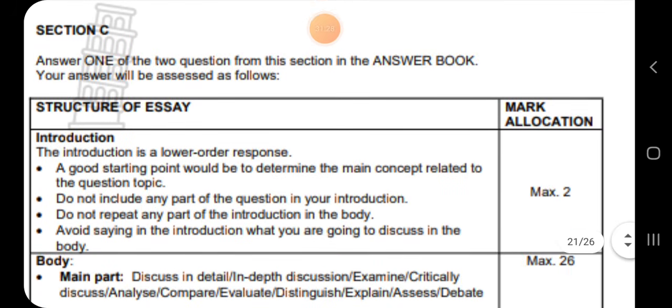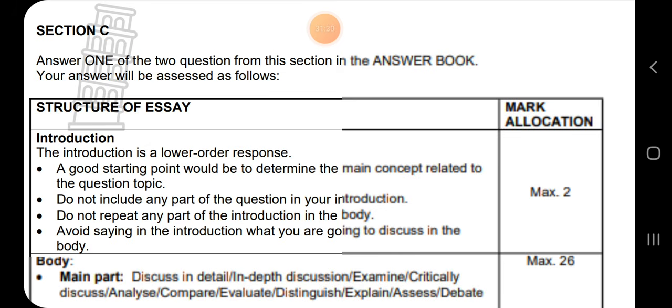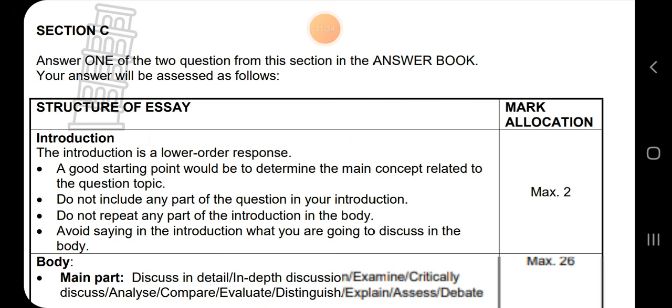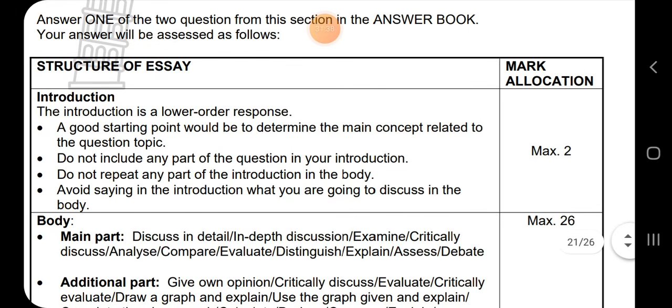Now we're in section C, the dreadful essay question. Answer one of the 2 questions from this section in your answer book. Your answers will be assessed as follows. This is the structure. You must have an introduction. The introduction is a lower order response. So a good starting point would be to determine the main concept related to the question topic. Do not include any part of the question in your introduction. Do not repeat any part of the introduction in your body. Avoid saying in the introduction that you are going to discuss in the body.